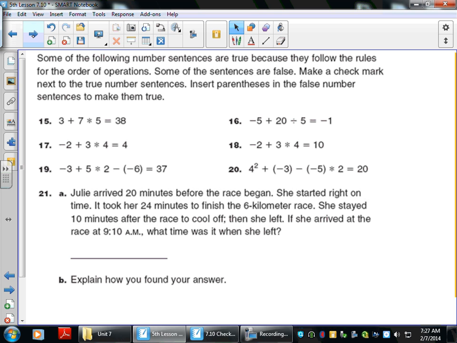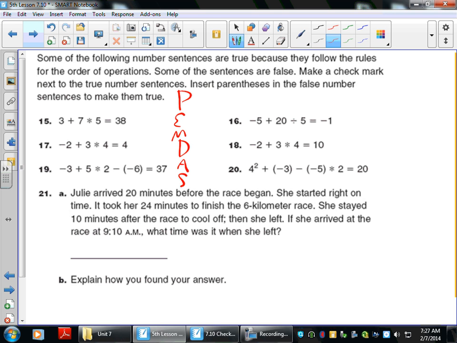Okay, this one says some of the following sentences are true because they follow the rules for the order of operations. Some of the sentences are false. Make a check mark next to the true number sentences. Insert parentheses in the false sentences to make them true. So we have to look at the order of operations again. Remember PEMDAS: Please Excuse My Dear Aunt Sally. I'll even write that in the middle right here while we're working.